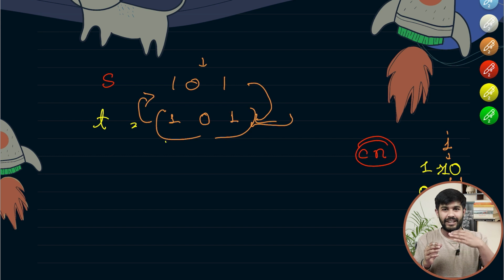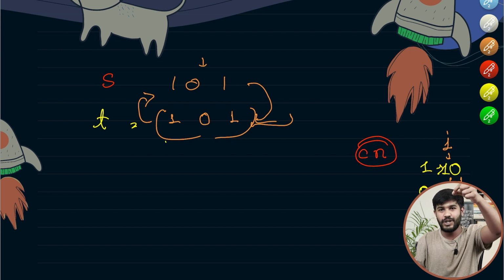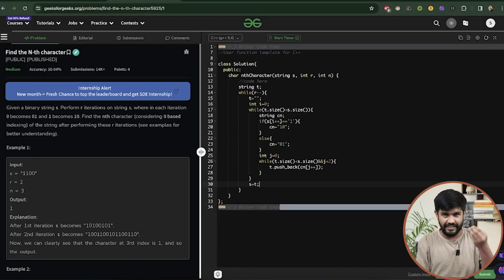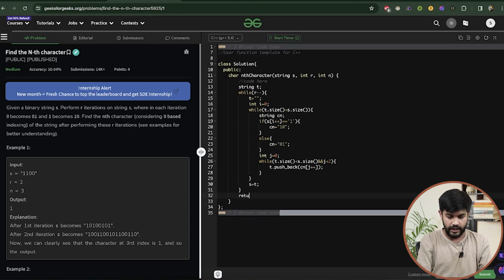So first, with respect to s we are making t. For the next operation, again t is assigned to s, and from it we again do the same thing. We are building t with respect to s. At the end, s would have the string after the modifications. So we would return the value of s of n, that is the answer.